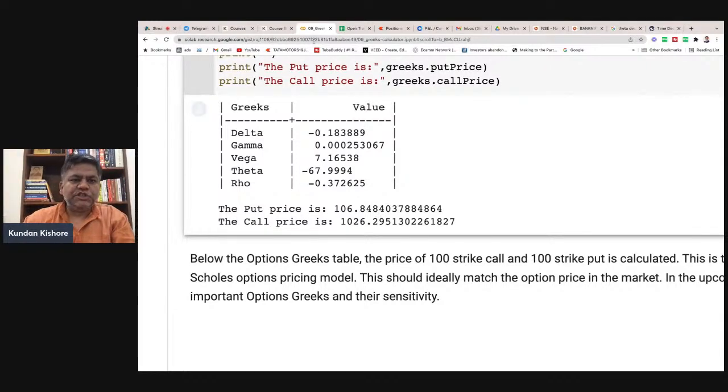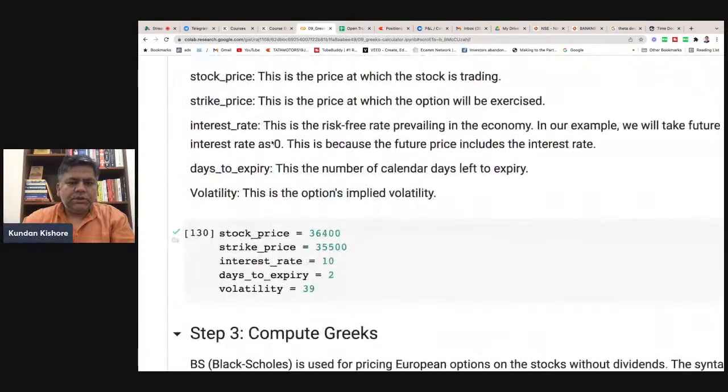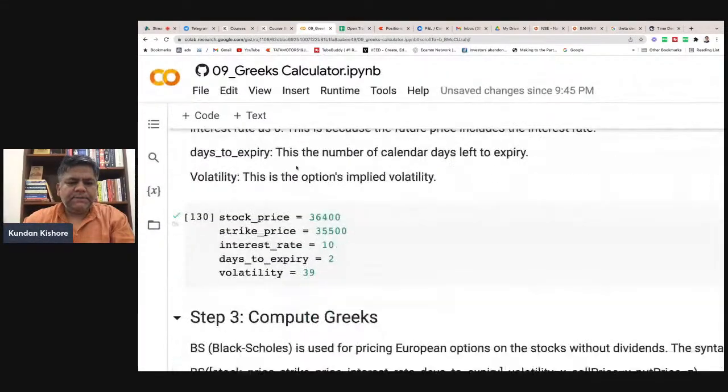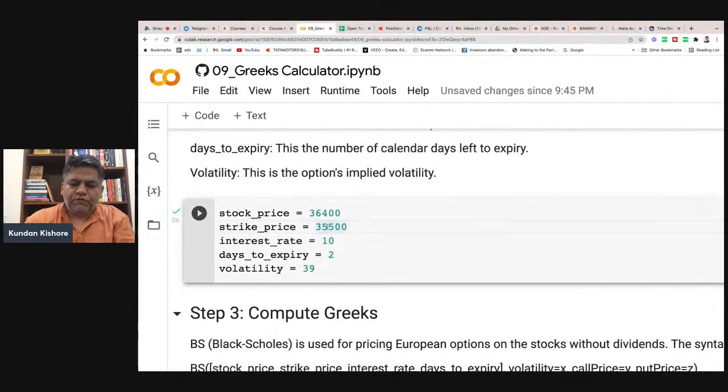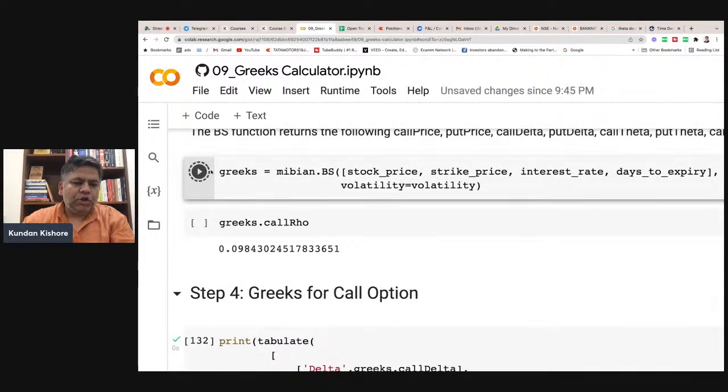So put price is 106. So put here 106. All right, so we are going to make money even in this trade. There is a very, very high chance. So we have now 36,500 call for monthly. 36,500 call, interest rate 10, days to expiry 9, and volatility was 30. So let's see what will be the monthly call option price.